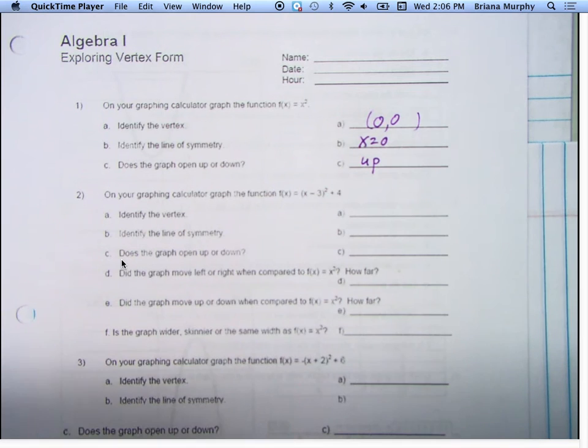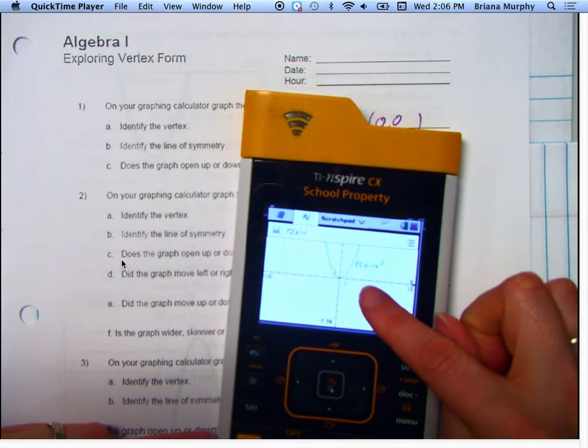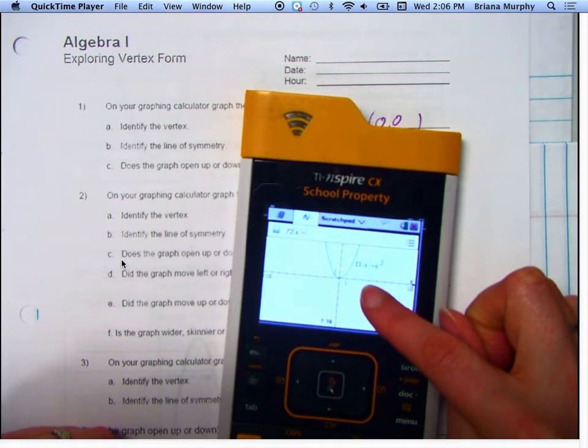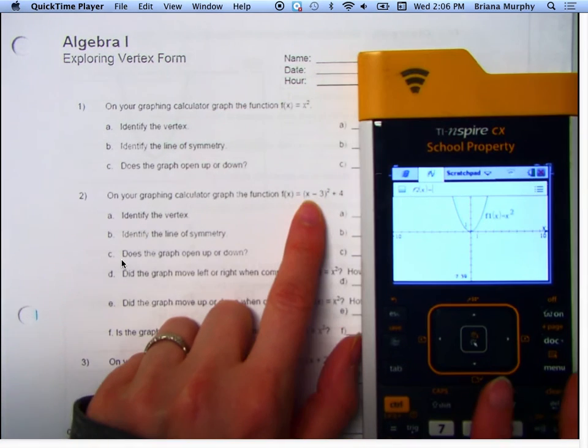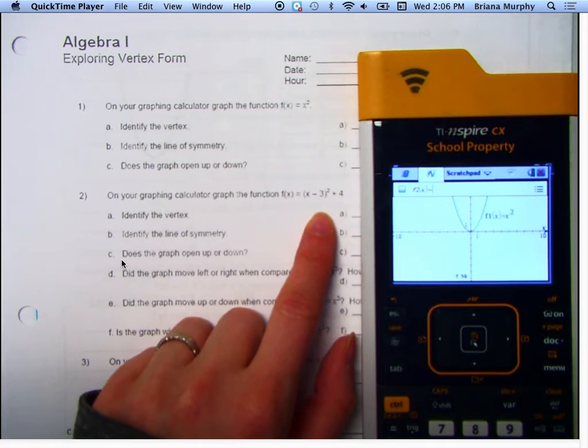I am going to always leave x squared in my calculator. You do not have to. You could delete it if you want to, but I like to compare them. Now I'm going to put this second one, number 2 here, where I'm going to put parentheses, x minus 3, end parentheses, squared plus 4.